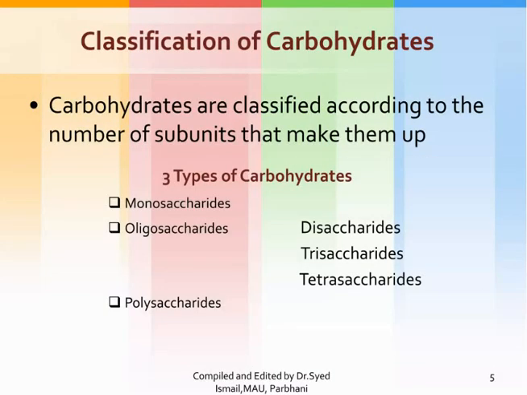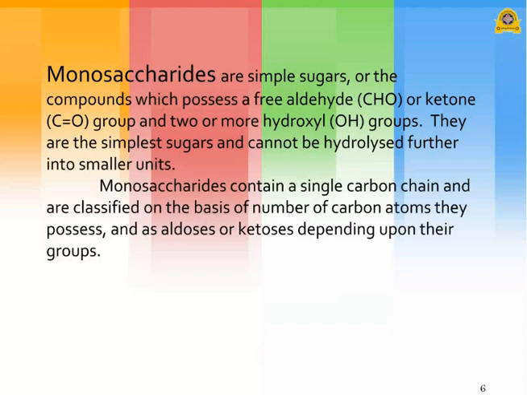Now, classification of carbohydrate. Carbohydrates are classified according to the number of subunits that make them up. Three types of carbohydrate: monosaccharide, oligosaccharide, and polysaccharide. Disaccharide, trisaccharide, and tetrasaccharide. So, monosaccharide. What is monosaccharide? Monosaccharides are simple sugars or compounds which possess a free aldehyde CHO or ketone CO group and two or more hydroxy groups. They are the simplest sugars and cannot be hydrolyzed further into smaller units.